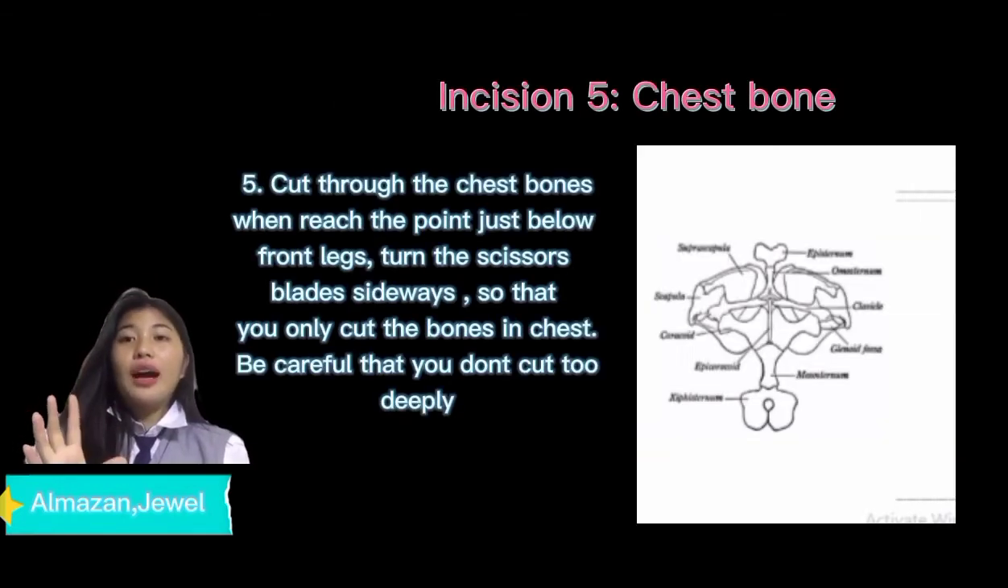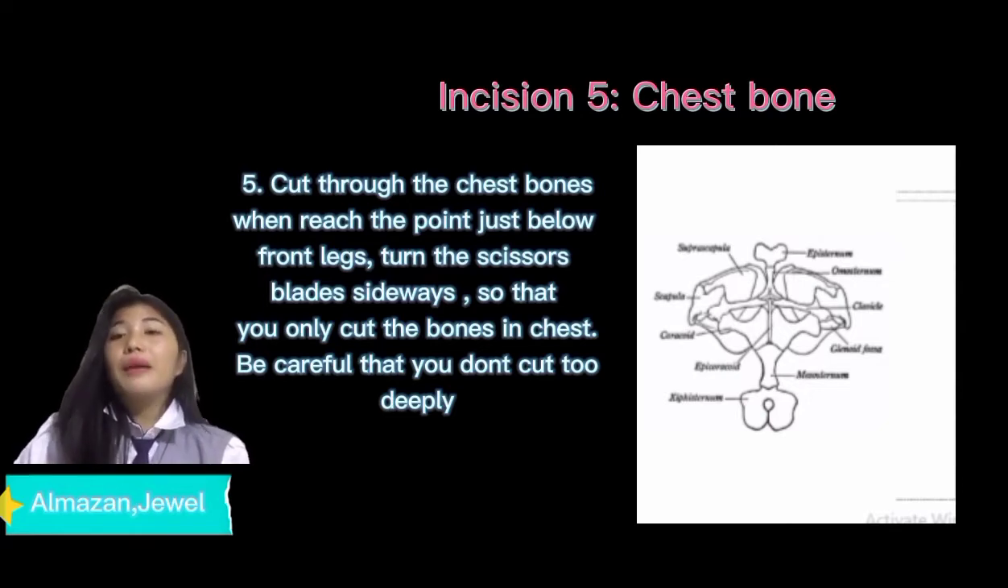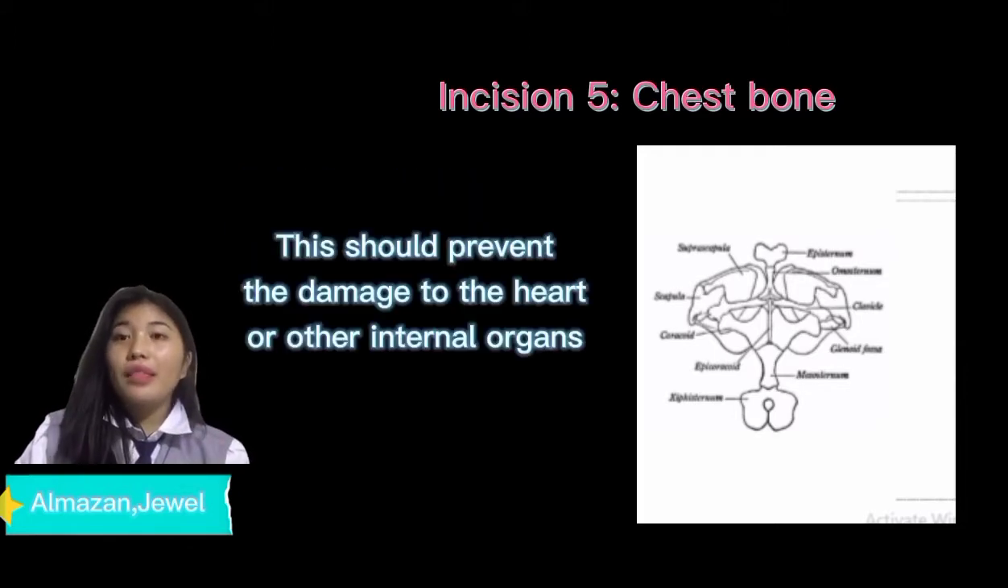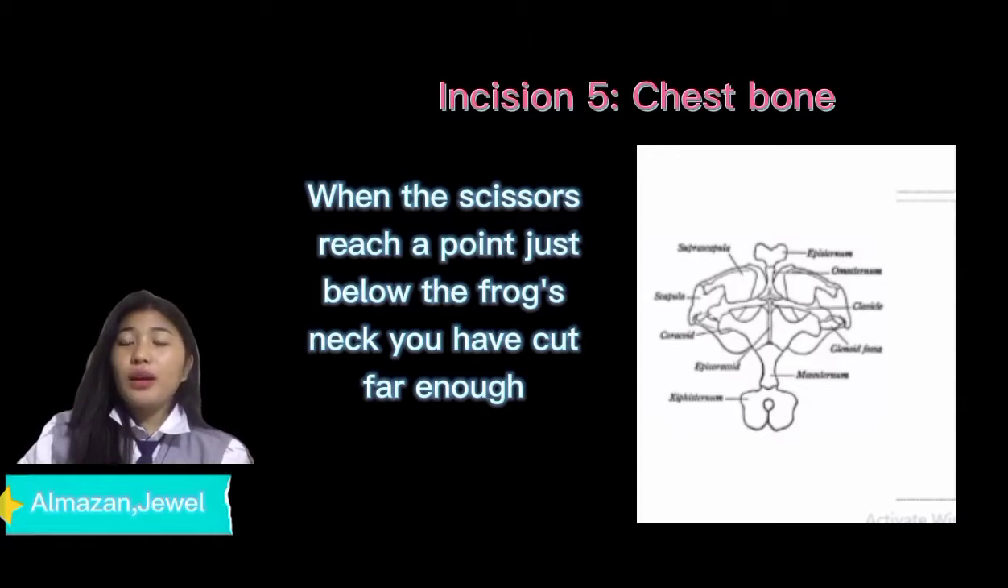Number 5. Cut through the chest bone when you reach the point just below the front legs. Turn the scissors sideways so that you only cut through the bones in the chest. Be careful that you don't cut too deep. This should prevent damage to the heart or the other internal organs. Number 6. When the scissors reach a point just below the frog's neck, you have cut far enough.